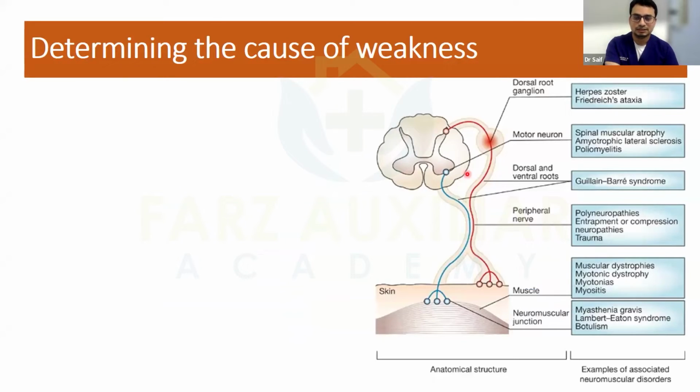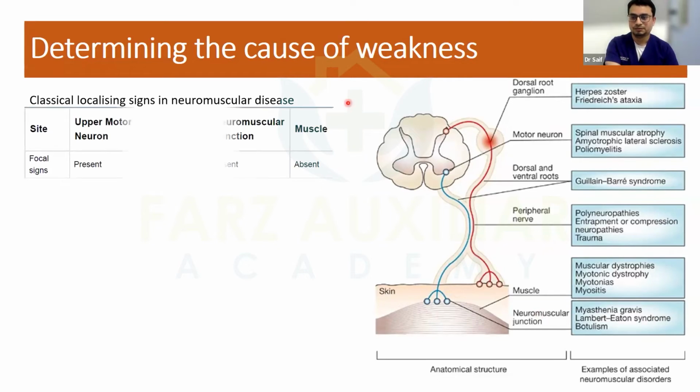So determining the cause of weakness and the level of weakness. Anatomically, we can classify the weakness into various types, whether it is involving the spinal cord, anterior horn cells, or motor neuron, or the muscle end plate and muscles. So, 5 levels are there at which the weakness can manifest due to various diseases. So, classical localizing signs we should be aware of. These are clinical signs, the bedside signs we should be aware of.